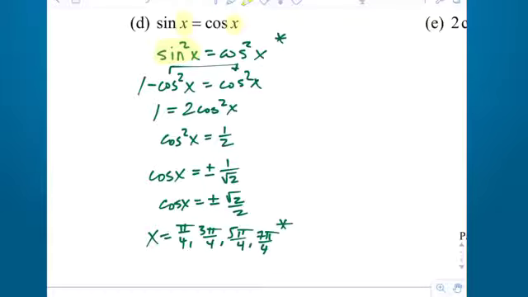Huh. No, let's try them out. We've got to plug them back into the very, very original. Okay? And we look for the sine equaling cosine. If you plug in pi fourth, sine of pi fourth and cosine of pi fourth are both square root of 2 over 2. So that's good.